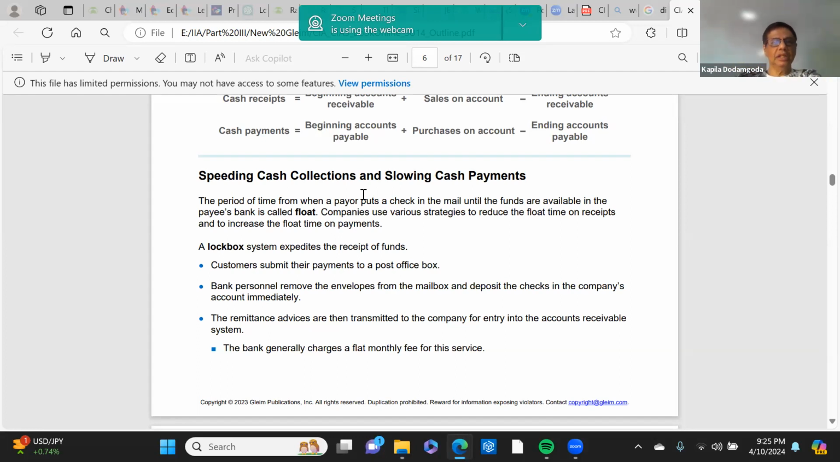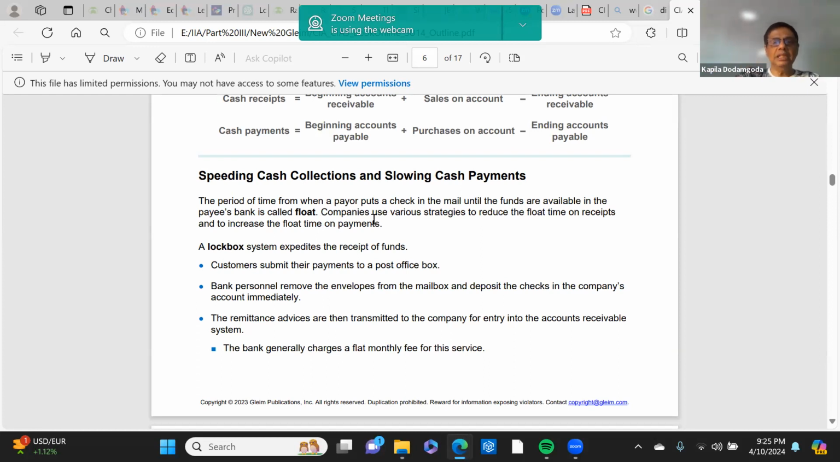Okay. So the period of time from when a payer puts a check in the mail, you're making a payment to a supplier, right? You write the check and mail the check, until the funds are available in the payee's bank is called the float. So you have to make a payment to a supplier, you write the check and you post that check. That's a starting point. And what is the time that your payee gets the money into his or her account? So that is the float.